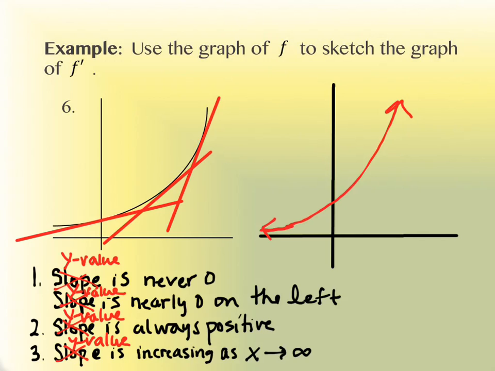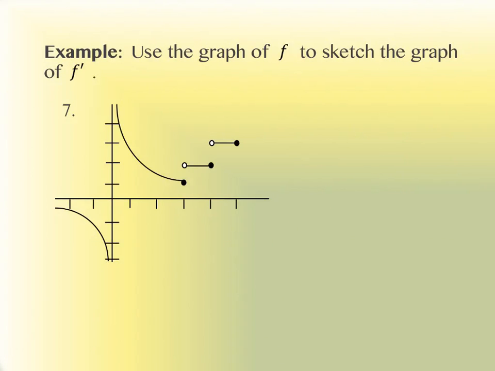All right, 7's interesting, isn't it? It's a piecewise function, so it has lots of pieces that we have to sort of describe as we're doing all these details. But we're going to do all the details in just the same order as we did before, talking about the slope. So let's talk about where the slope is 0.